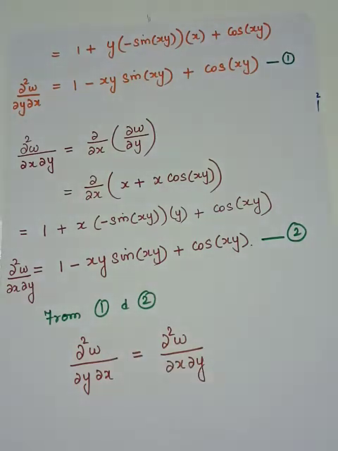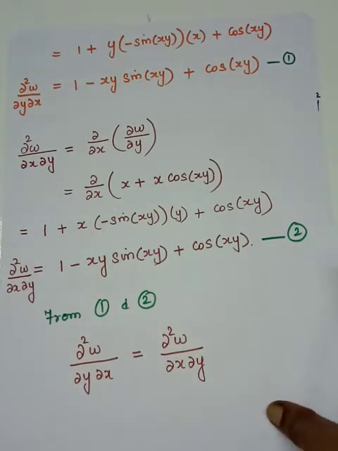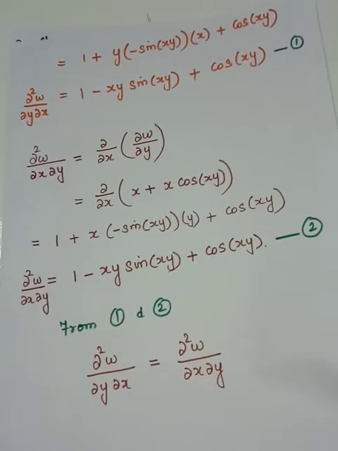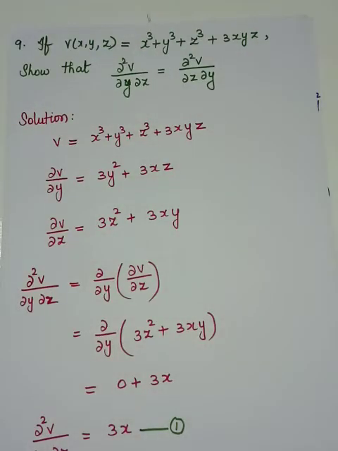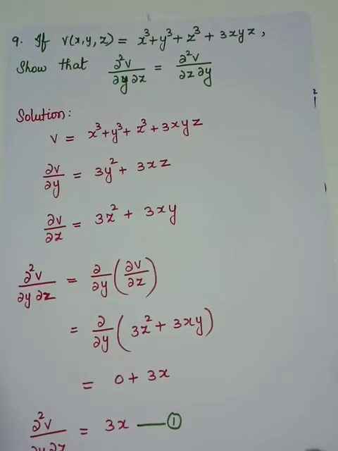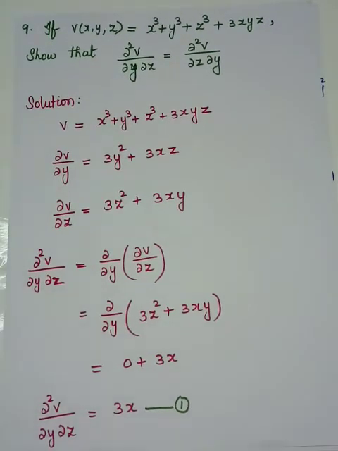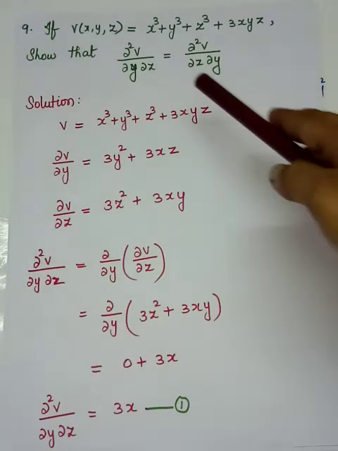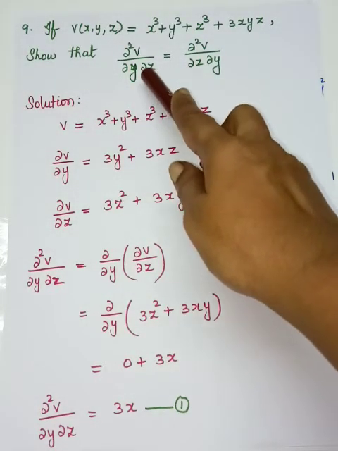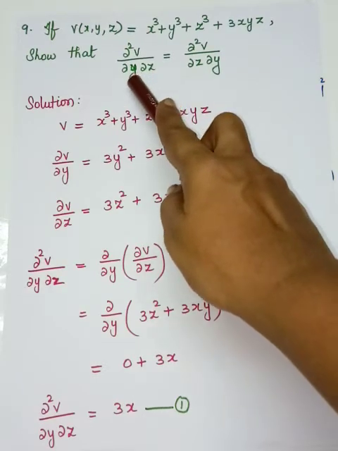So ∂²w/∂y∂x is equal to ∂²w/∂x∂y. And come to problem number 9. V of x, y, z is equal to x³ + y³ + z³ + 3xyz. Show that ∂²v/∂y∂z is equal to ∂²v/∂z∂y. So the result you have to show involves y and z.